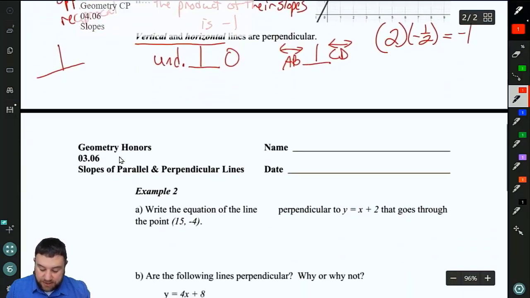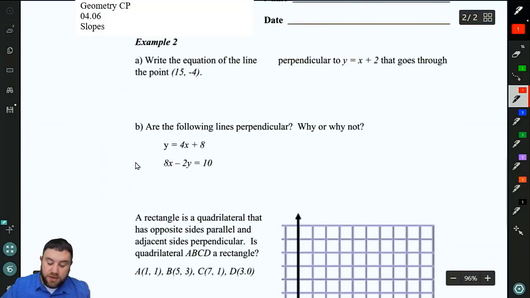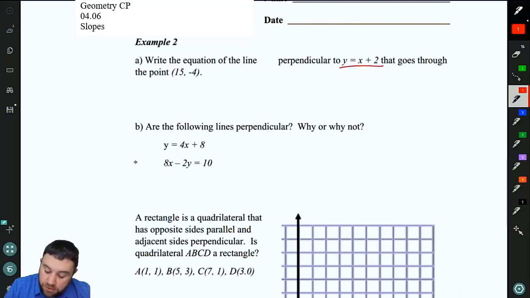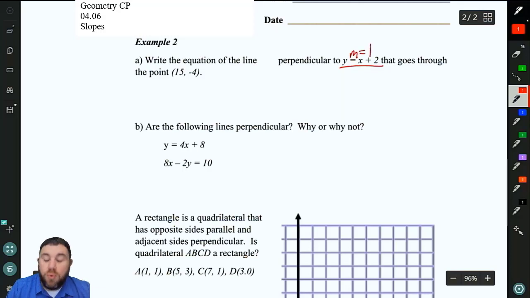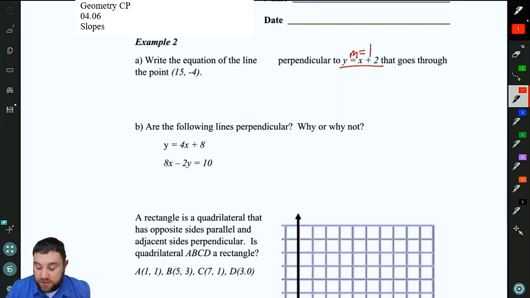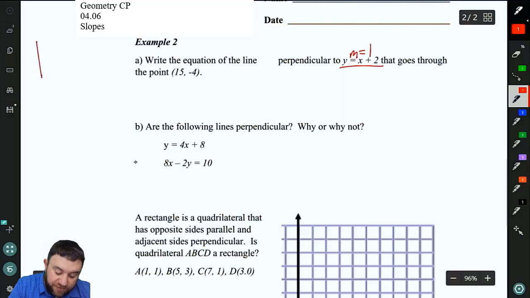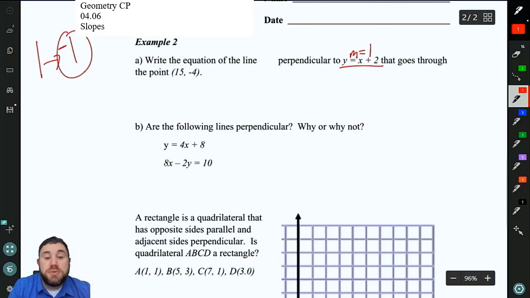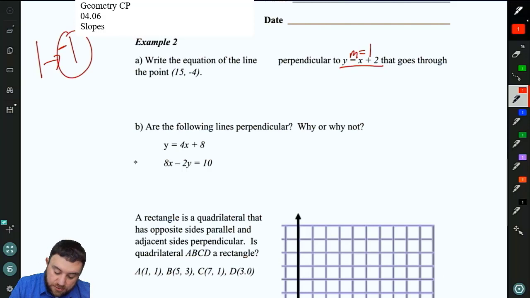All right, so let's look at some examples of this. Write the equation of the line that is perpendicular to y equals x plus 2. Well, our slope here is 1, because remember there's a 1 in front of the x. Well, if we flip 1 upside down, we get 1, and then change the sign so we get negative 1. So the slope we want to use is negative 1.